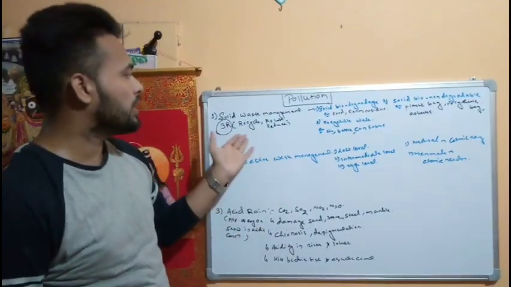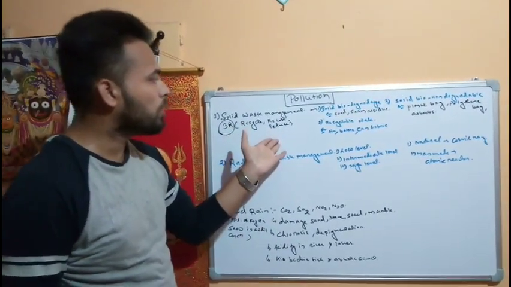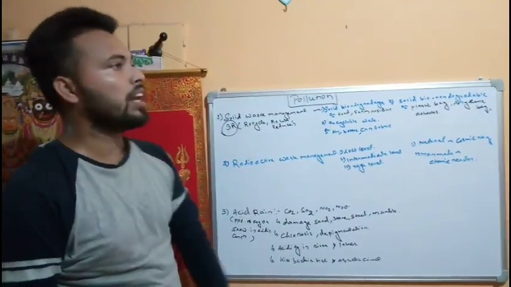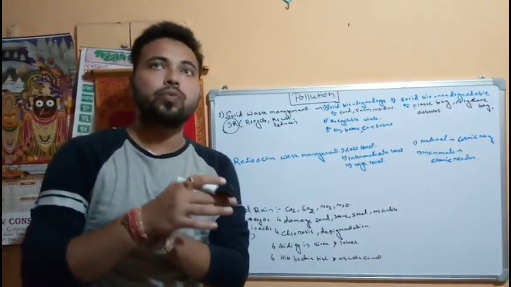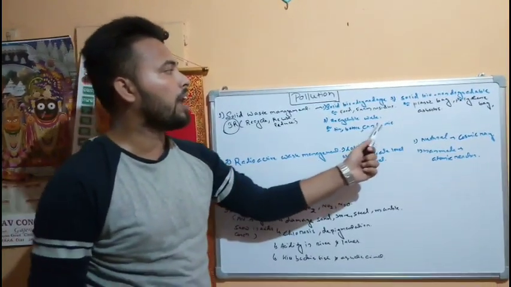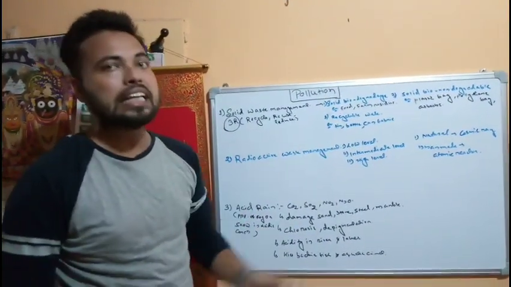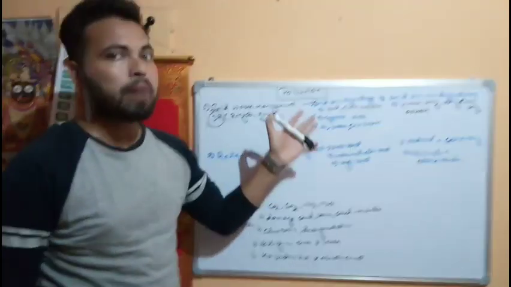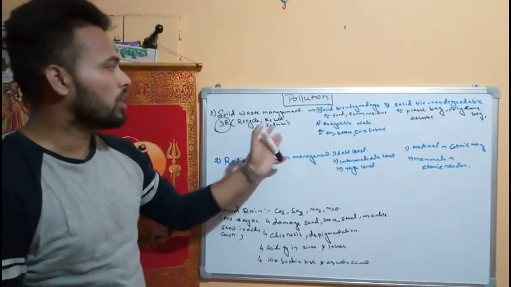If we do these three things, reduce the pollution, reuse the proper material, and recycle things like tin, bottles, cans and fabric, then we can easily follow a proper manner of solid waste management. This is all about solid waste management.